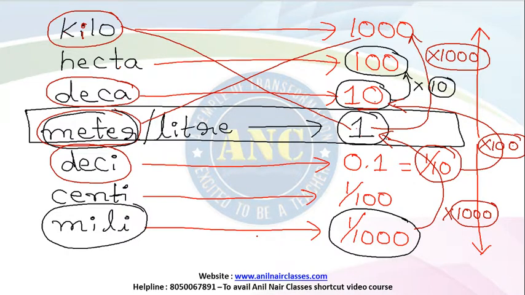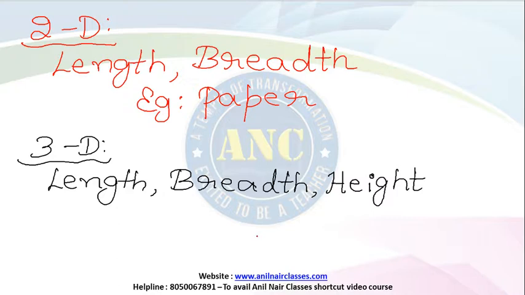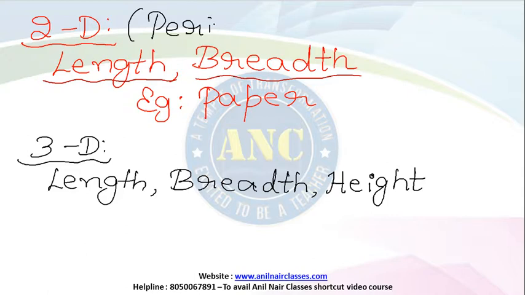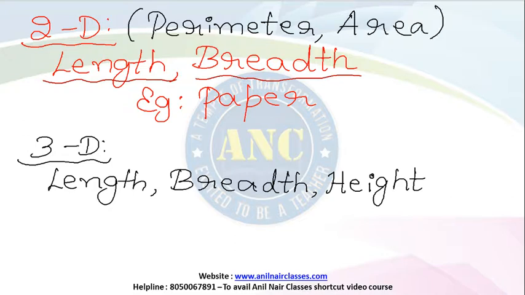Now before I move on to the next few varieties of problems, we discussed this already. A two-dimensional figure is nothing but length and breadth. For whatever geometrical figure is given, you need to find the length and the breadth, which are the two dimensions of that figure. In simple language, in a two-dimensional figure we find the perimeter and we also find the area.